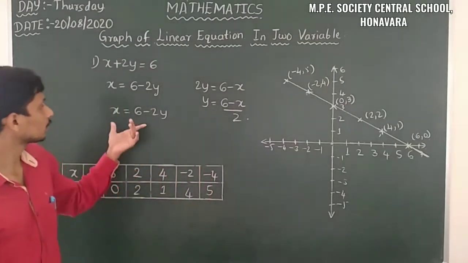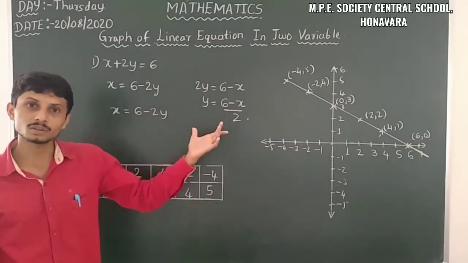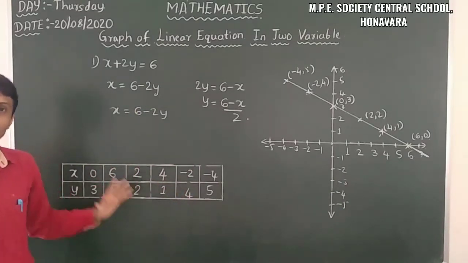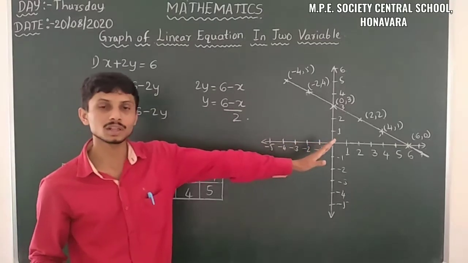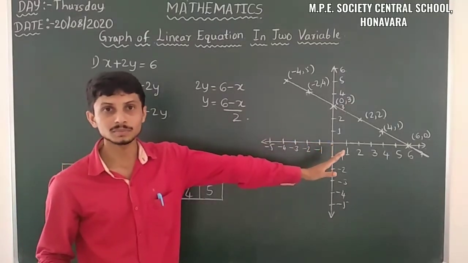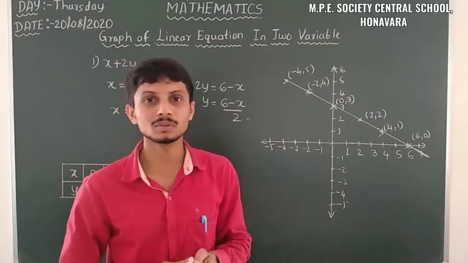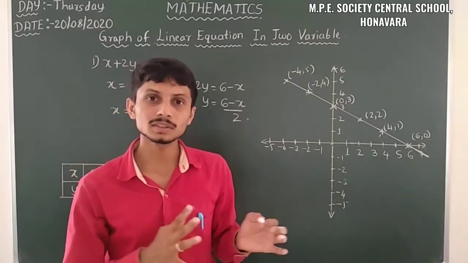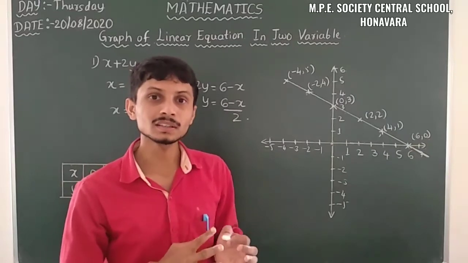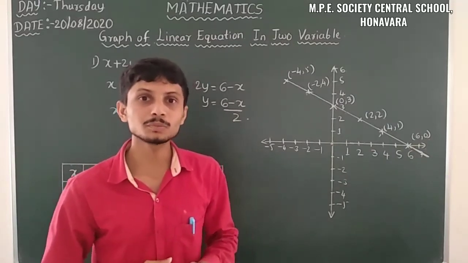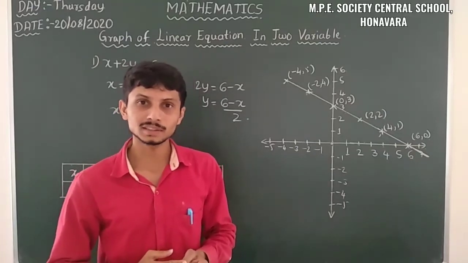You can take any other linear equation in two variables. After that you have to convert it in the form of x is equal to or y is equal to. You have to take the coordinates of x and y, and each solution you have to substitute into the coordinate system. Then it converts into the graphical representation of the linear equation in two variables. Okay, so this is about when the linear equation in two variables is given. Let us move on to the next problem.